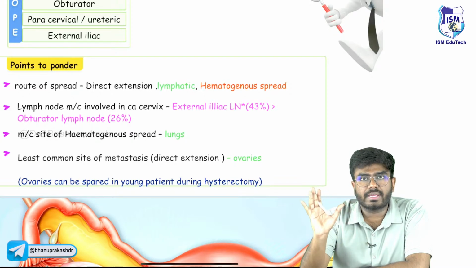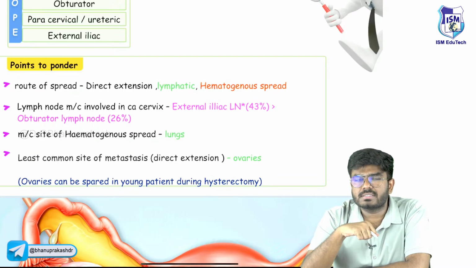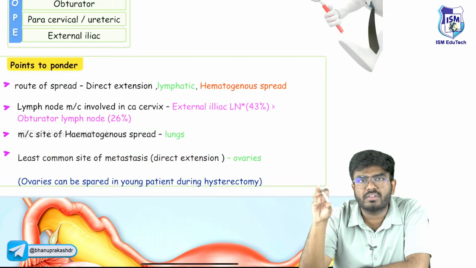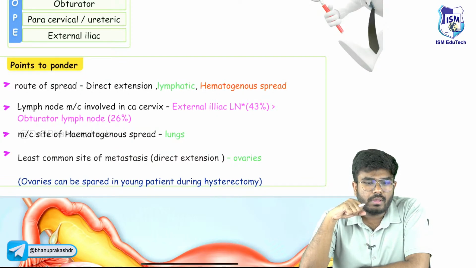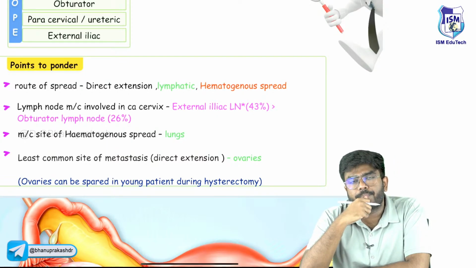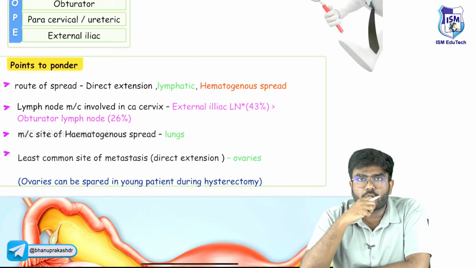Okay, the female is having cervical cancer. The cancer means it will show metastasis. Metastasis is going to be there. The cancer spreads to different organs. If a female is having cervical cancer, which lymph nodes are going to be affected?